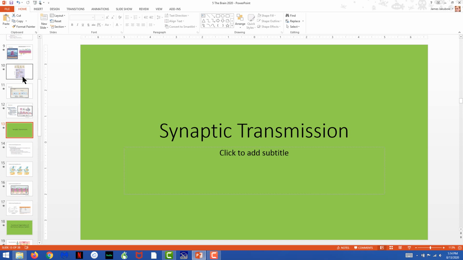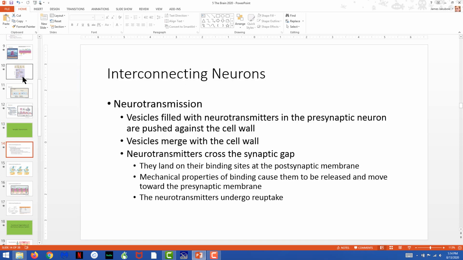And the entire sequence of three has to occur over and over and over as information travels through your nervous system. And so here we start with the synaptic transmission story. Synaptic transmission, neurotransmission, they all mean, of course, the same thing.